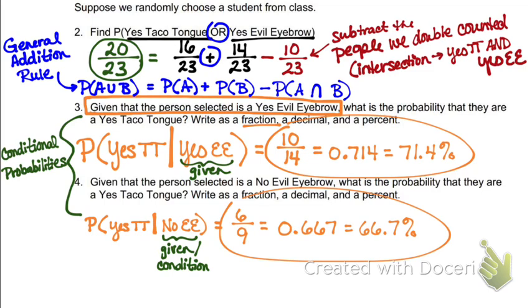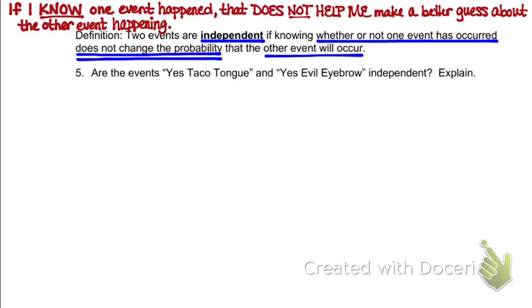Look down at number 5. We're going to start with a definition here. 2 events are independent if knowing whether or not one event has occurred does not change the probability that the other event will occur. Or in my own words, if I know one event happened, if they're independent, that doesn't help me make a better guess about the other event happening. If they're independent, knowing one thing doesn't help me at all with the other, because the probabilities are exactly the same.